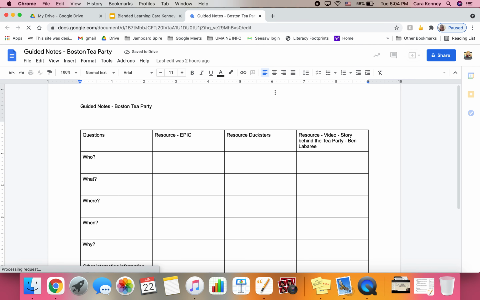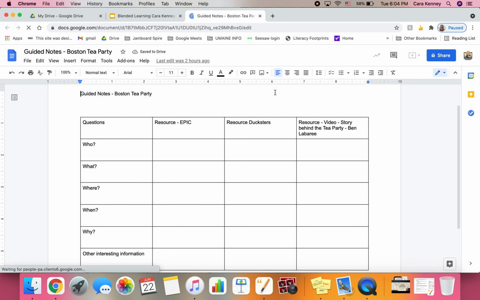Notes that are guided are really important for my students. So I would create something like this, where I could show them the same questions they could use every time that they're reading something. So every time that they are exploring something about the Boston Tea Party, they're going to just think about those important questions: who, what, where, when, and why. Some room for some other interesting things that they want to include.